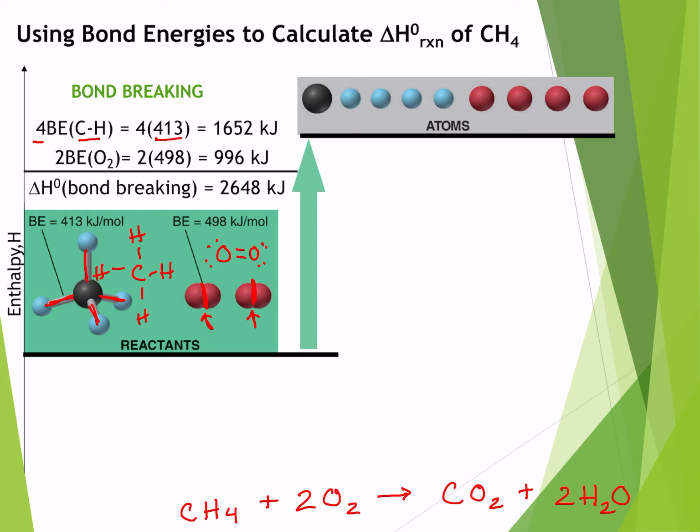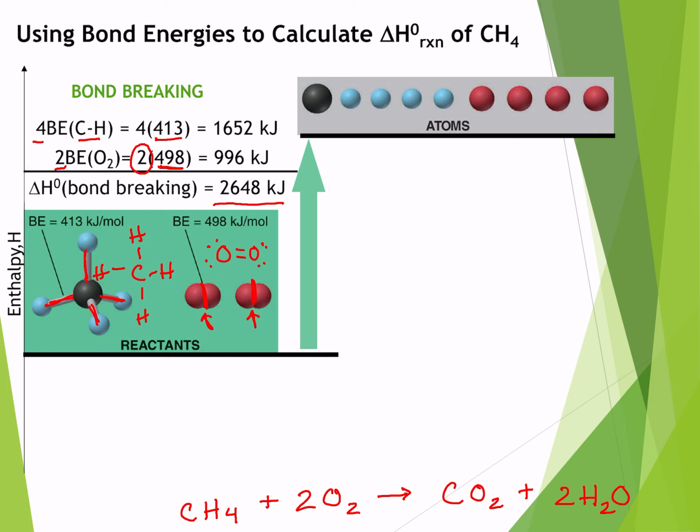And then we need to break 2 oxygen-oxygen double bonds. So be careful, like I said, that you recognize that this is a double bond and not a single bond, because this value is different for the single bond. It would be lower, right? It takes more energy to break a double bond than it does a single bond. And we are breaking 2 of them because there are 2 oxygen molecules. So then we multiply those out, we add them together. That is how much energy we need to put in order to break these atoms apart.